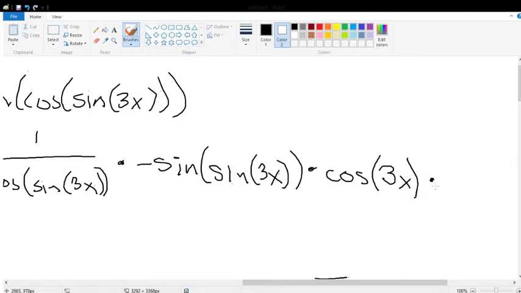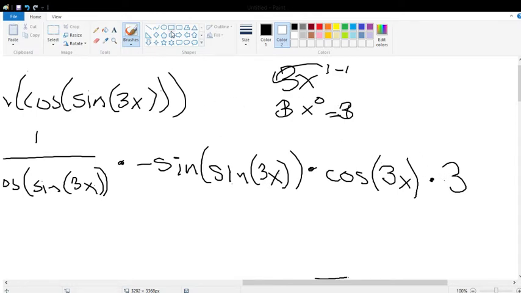Times, and the very last part, times the derivative of the interior function 3x, which is just 3. Every time you see a constant in front of x, the derivative of this is just going to be the constant, because if you apply the power rule, that's x to the first power, you take the 1 to the front, then 1 minus 1 is 0, so x to the 0 power, which is just equal to 1. If you have a 3 here, then this is a 3. So that's all I did.